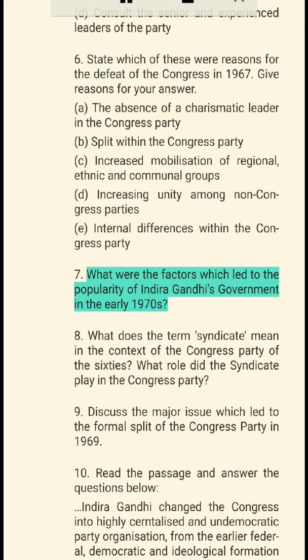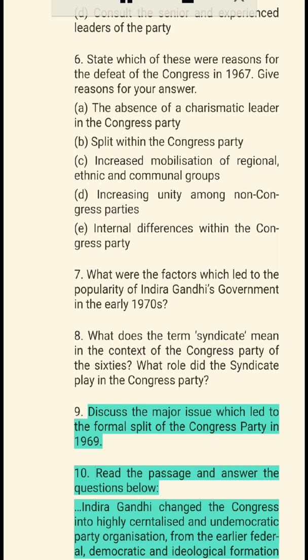7. What were the factors which led to the popularity of Indira Gandhi's government in the early 1970s? 8. What does the term syndicate mean in the context of the Congress Party of the 60s? What role did the syndicate play in the Congress Party? 9. Discuss the major issue which led to the formal split of the Congress Party in 1969.